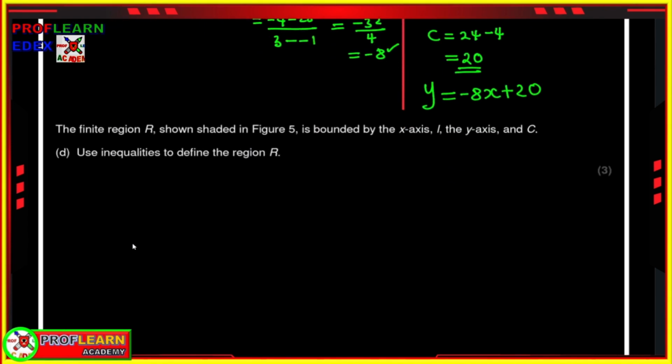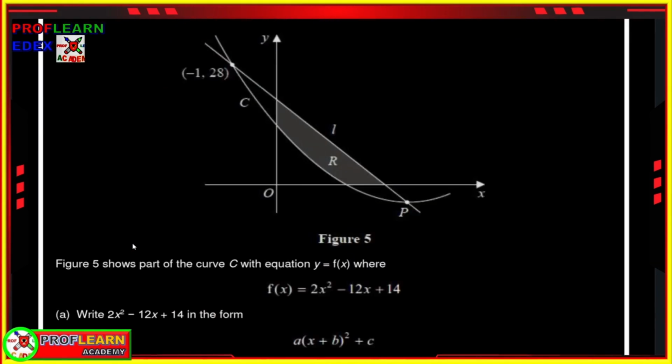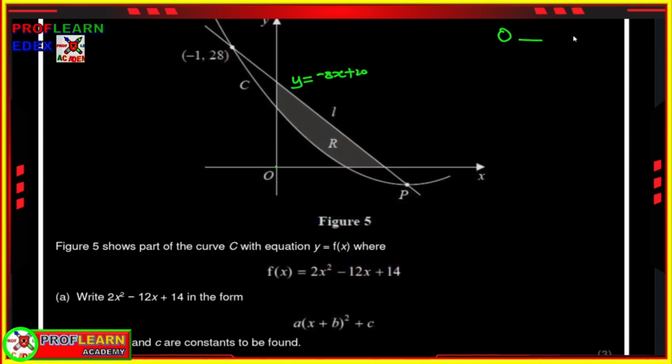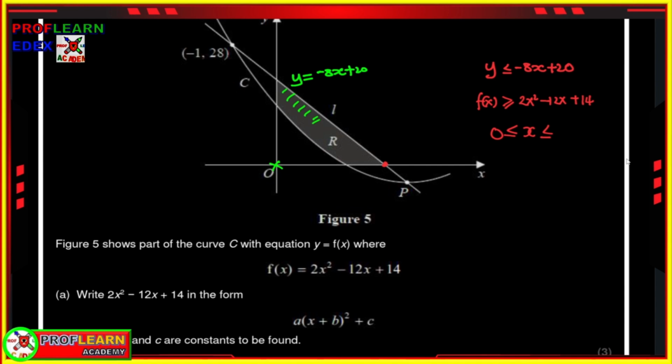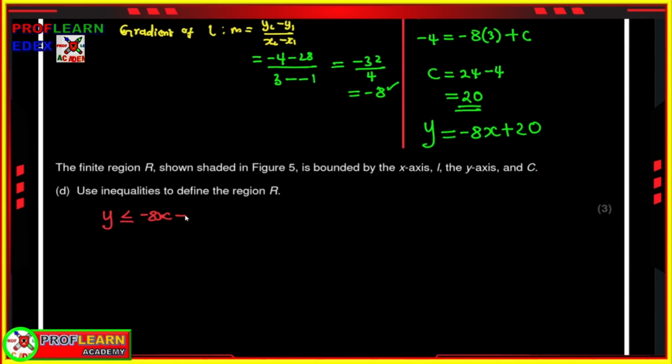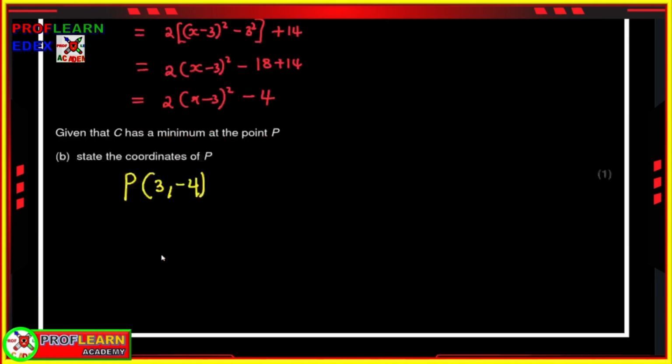We are supposed to use inequalities to define the region R. Let's go to the diagram and try to define that region. So the equation here is y equals minus 8x plus 20. So the inequality defining the region here will be y is less than negative 8x plus 20. And for this other curve, we are going to say that f of x is greater than or equal to 2x squared minus 12x plus 14, right? And then we have the range of the values of x, basically you can see it is from 0 all the way to where this line is cutting the x-axis. I also decided to include those coordinates so that we can fully give the inequalities that satisfy the shaded region.